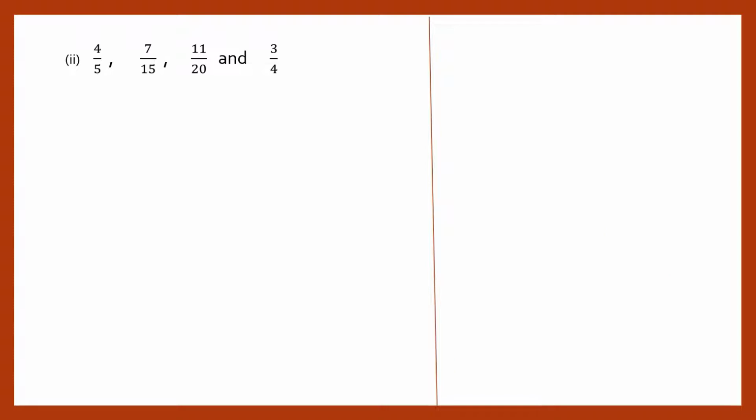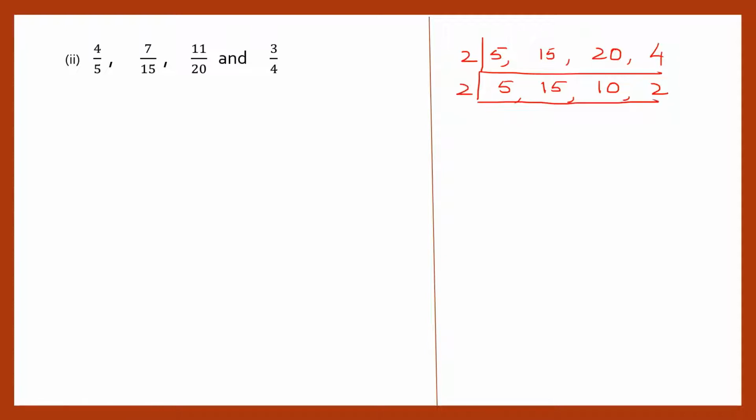Question 2. Let's find the LCM of the denominators first. 5, 15, 20, and 4. We'll start with 2. So 5, then I'm leaving 15 here. 2 tens are 20, 2 twos are 4. I'll continue with 2. I bring down 5, 15, 2 fives are 10, 2 ones are 2.